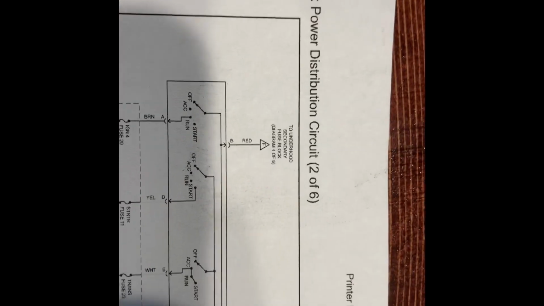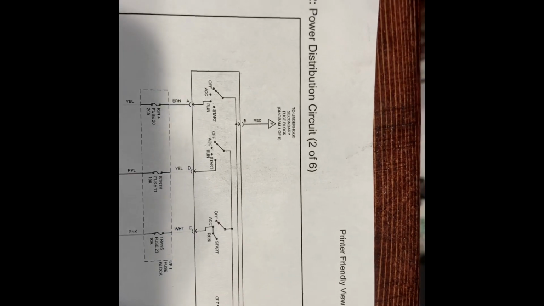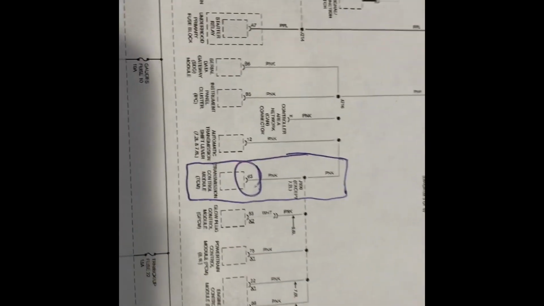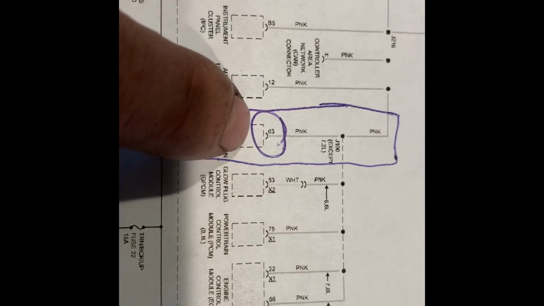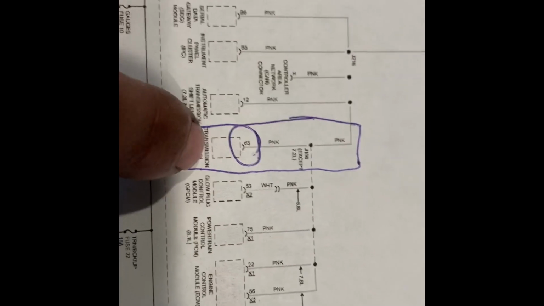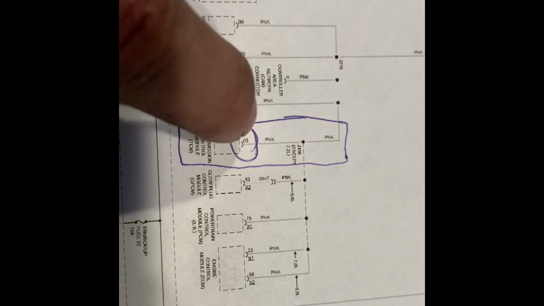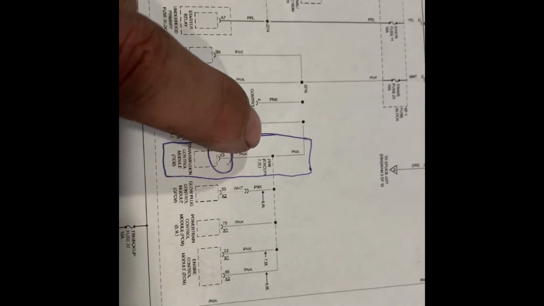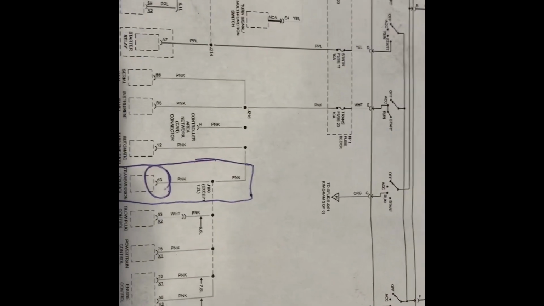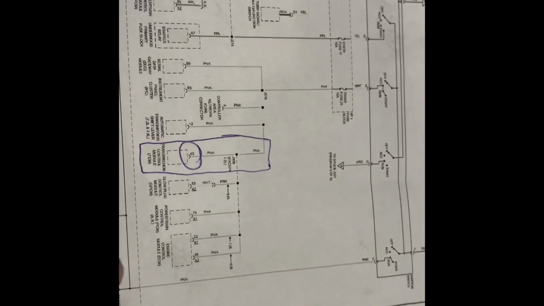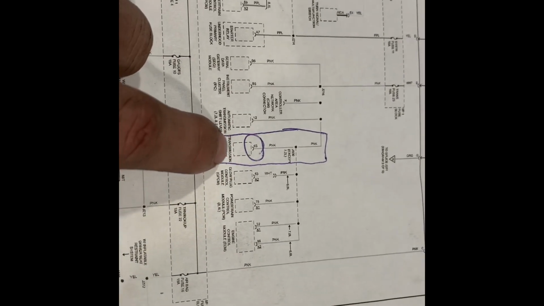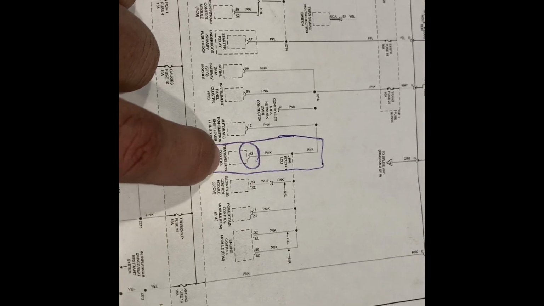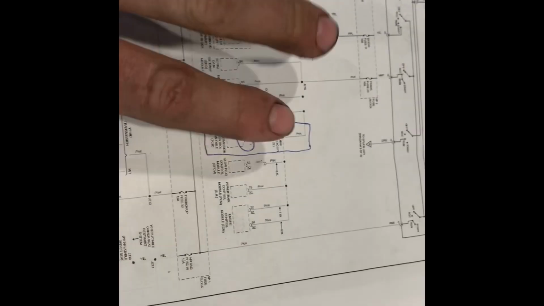This is the power distribution circuit 2 of 6, and right here is the transmission control module, pin 63 on the TCM. If we look at it, this is the one that is keyed power, and I'll show you in just a minute how I know it's keyed power. We tested this one with key on. We got our 12 volts. It was good.